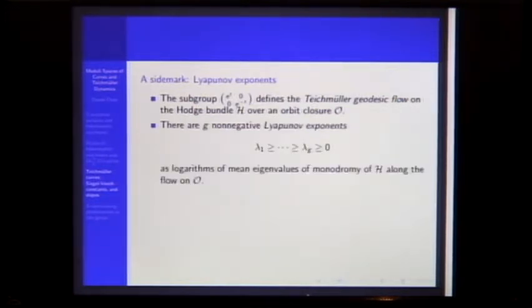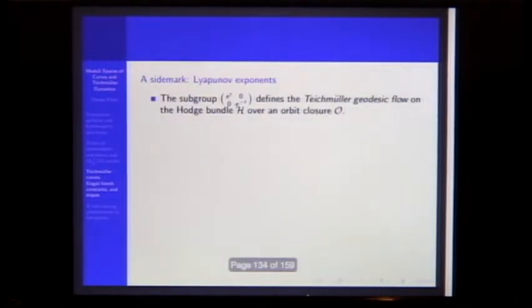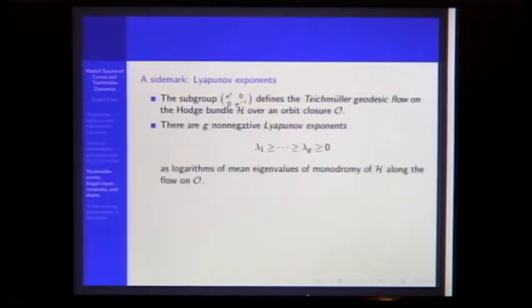And I won't give you the general definition, because many of you know this better than I do, so let me just quickly mention what they are. Now you take a special subgroup, this diagonal subgroup sitting inside this GL2. It's a one parameter subgroup by this index T, right? But actually this defines by the same action the so-called Teichmüller geodesic flow on the Hodge bundle over any orbit closure. And once you have a geodesic flow, the Hodge bundle has a sort of flat connection, you can study the so-called Lyapunov exponent.